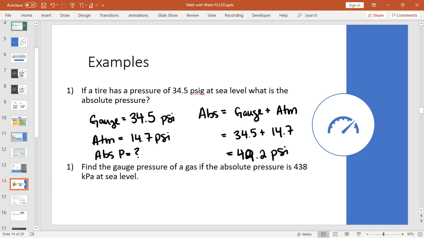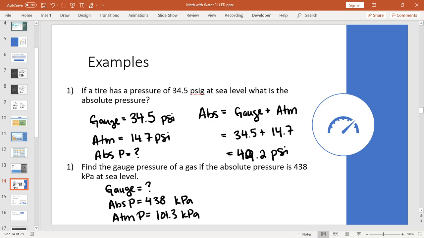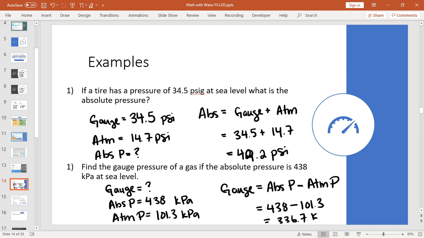Okay, so this one, the second one, we're in metric in kilopascals, so I see the gauge pressure is what I'm looking for, and I have the absolute pressure is 438. We're at sea level, so that's telling me the atmospheric pressure is the standard one, which is 101.3 kilopascals. And those are all kilopascals as well. So this time, if I want gauge, I have to subtract the atmospheric pressure from the absolute pressure. We're going the other way. So we're going to take that 438, subtract 101.3, and we will get 336.7 kilopascals. So just knowing how to do that addition, subtraction, and which one to use where.